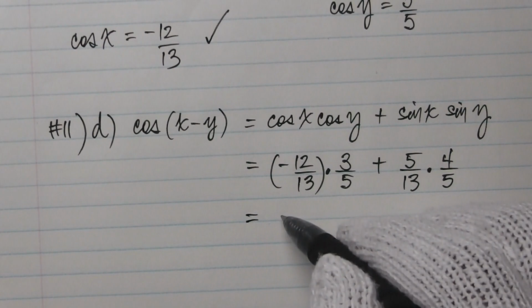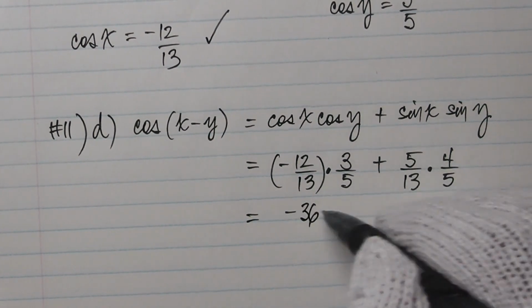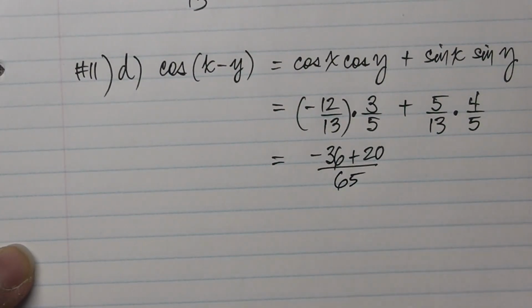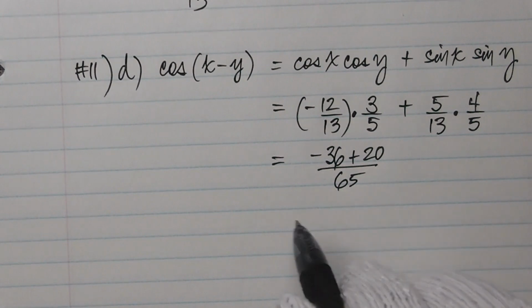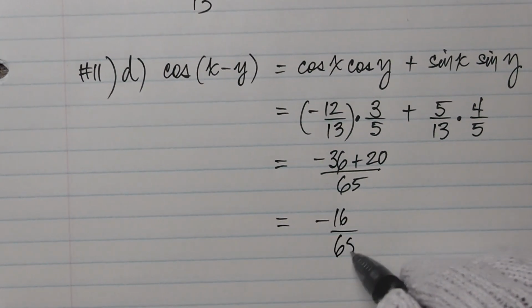Negative 12 times 3 is negative 36. 5 times 4 is 20, all over 65. Negative 36 plus 20 gives us negative 16 over 65.